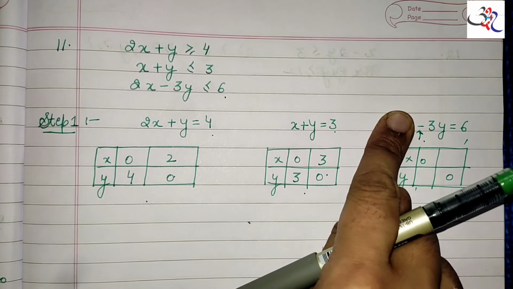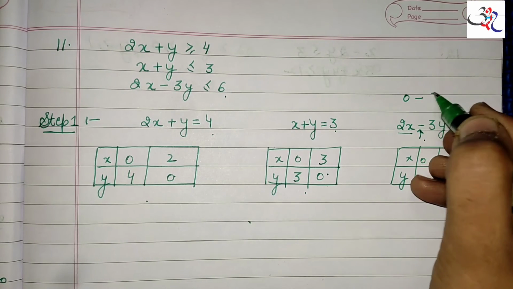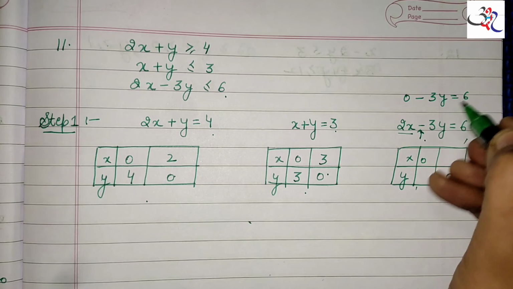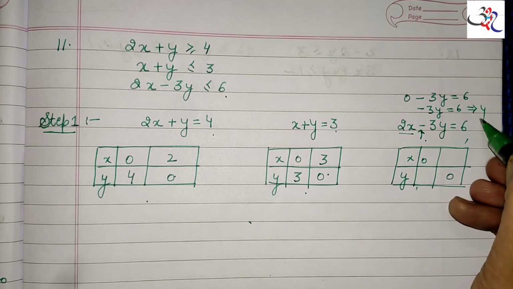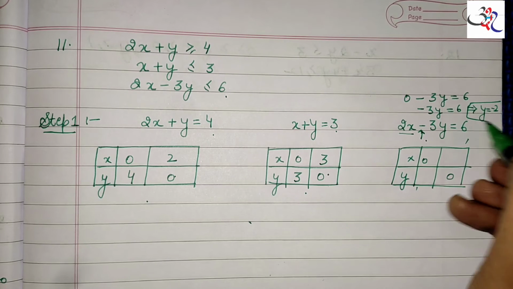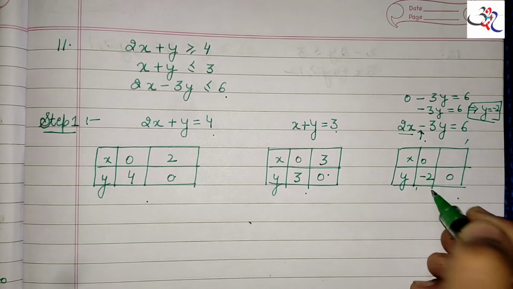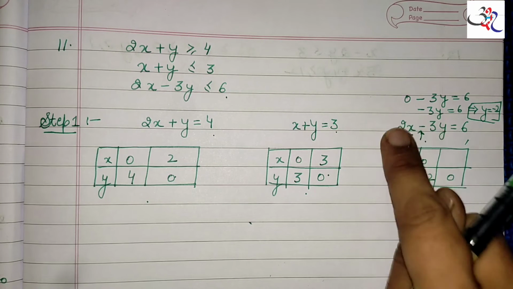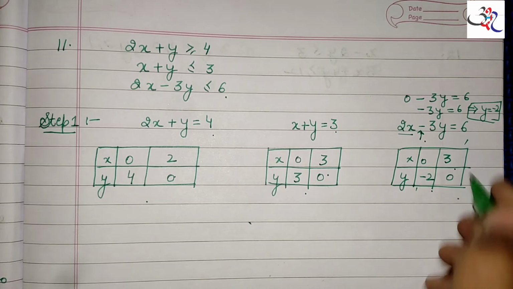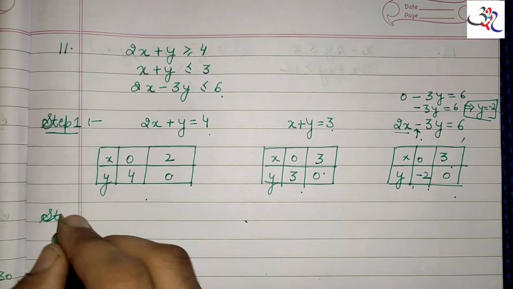So if x is 0, then 0 minus 3y will be equal to 6. So minus 3y will be equal to 6. So y will be equal to minus 2. Y is minus 2. Now if y is equal to 0, then x will be equal to what? Then x coordinate will be equal to 3.